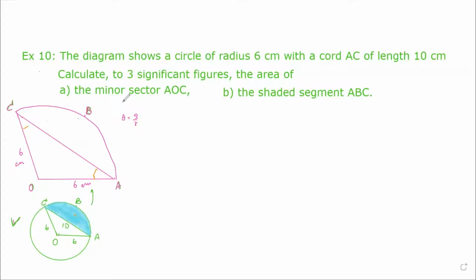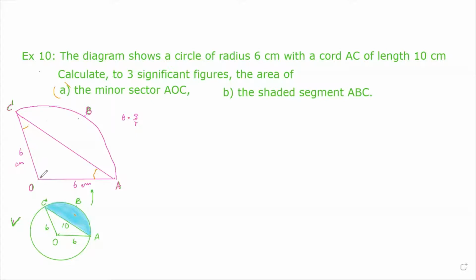So first we're going to find the minor sector AOC. Even though they did not ask us to find question A, we have to do it this way if we want to find the shaded segment ABC. Okay, so then we start from this triangle AOC. We see the bigger one, okay? Now we know AC is what, 10, right? In this case, we can draw our own line. If it is allowed, you can add the line by yourself.